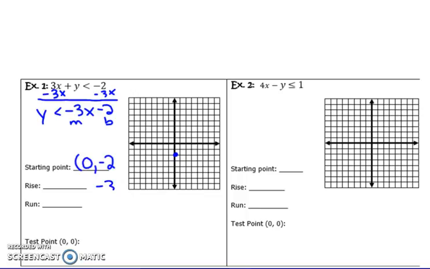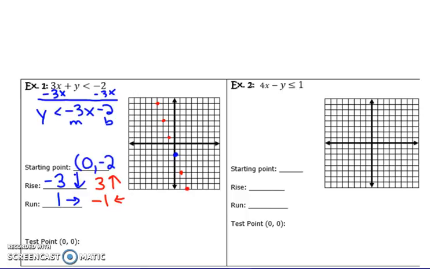My rise, well, if I have negative 3, I'm going to turn it into a fraction. So I have a rise of negative 3, which means I'm going down, and I have a run of positive 1. So I'm going to the right. My other option is to have a positive 3 and go up, and a negative 1 to go left. So if I go down 3 to the right 1, down 3 to the right 1, I'm also going to go up 3 to the left 1, up 3 to the left 1.